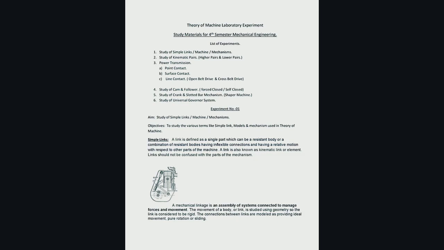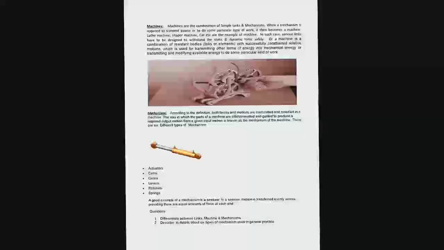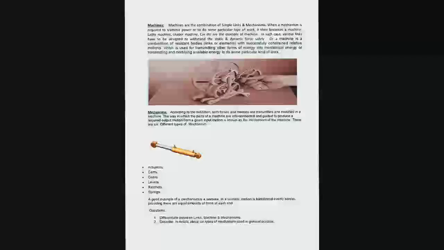Experiment No-01. AIM: study of simple link/machine/mechanisms. Objectives: to study the various terms like simple link, machine, and mechanism used in theory of machine. Simple links: a link is defined as a single part which can be a resistant body or a combination of resistant bodies having inflexible connections and having a relative motion with respect to other parts of the machine. A link is also known as kinematic link or element.